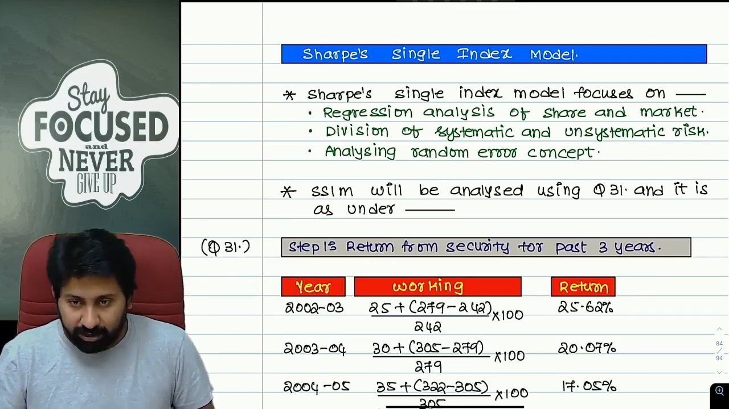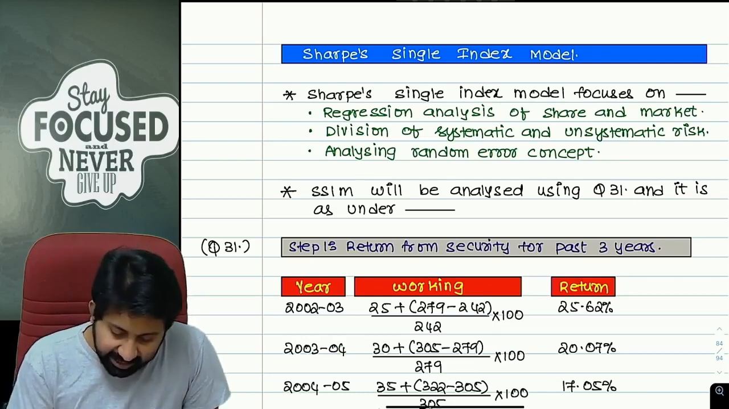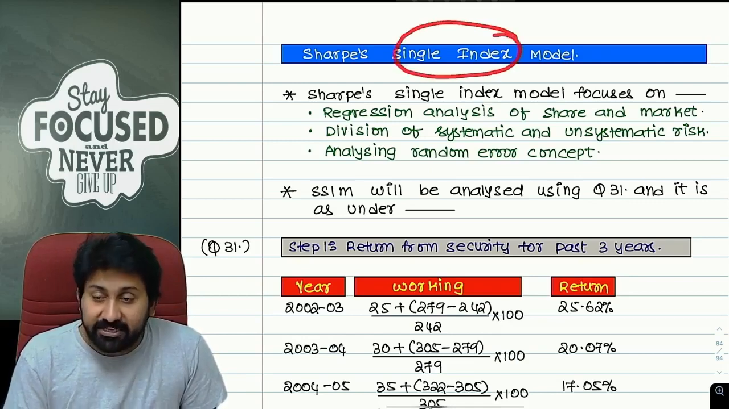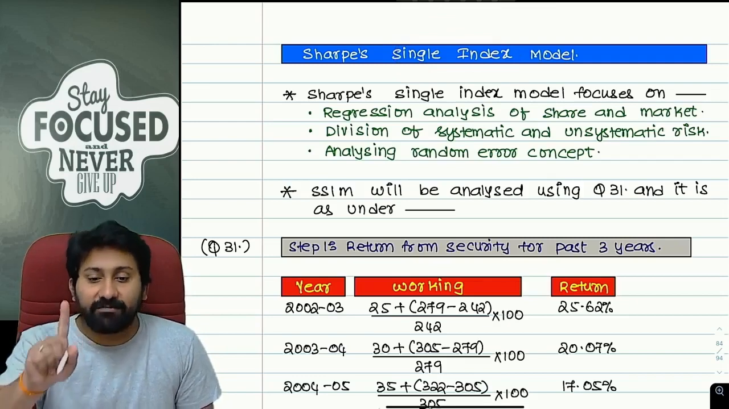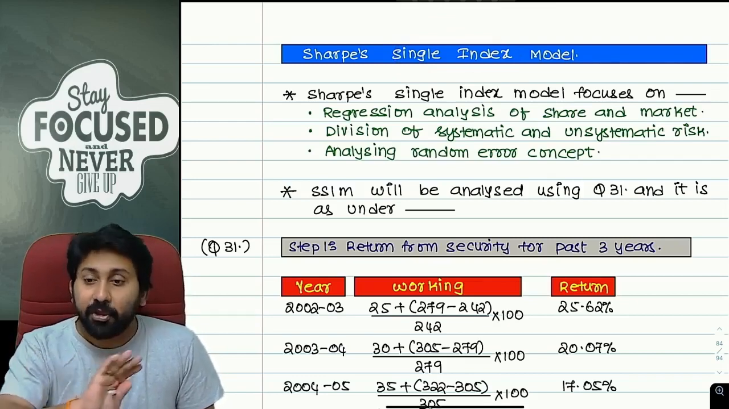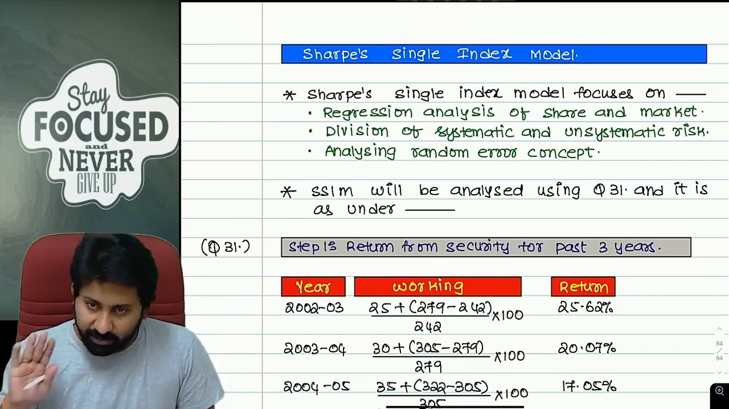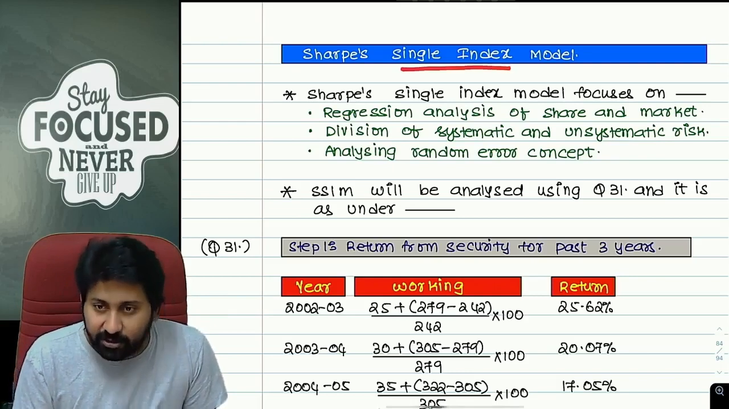Step number 1. Before going into that, sir, what is this Sharpe model? As the name suggests, Sharpe's single index model, it is very clear that this model assumes that in a country there is only one index, Nifty or Sensex. If both the indices are there, this model doesn't work. Point number 1: a single index is the assumption of the model.